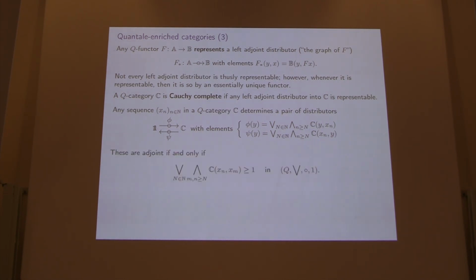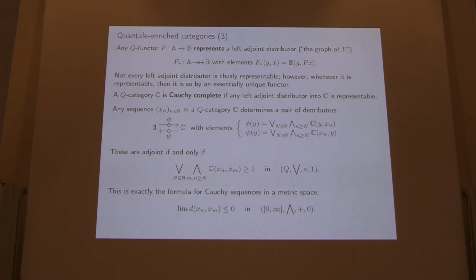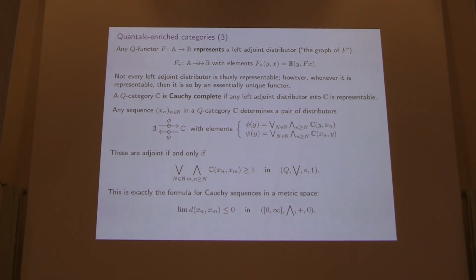And it turns out that phi is left adjoint to psi if and only if you have this sup-inf formula going on. So the sup-inf of this C, x, and x_m should be bigger than 1, being the monoidal unit in Q. Now if you apply this formula to the metric case, remembering that you have to put everything upside down and that your unit 1 is actually the number 0 and that product is actually sum, then you end up with a limit formula which is precisely saying that the sequence is Cauchy.